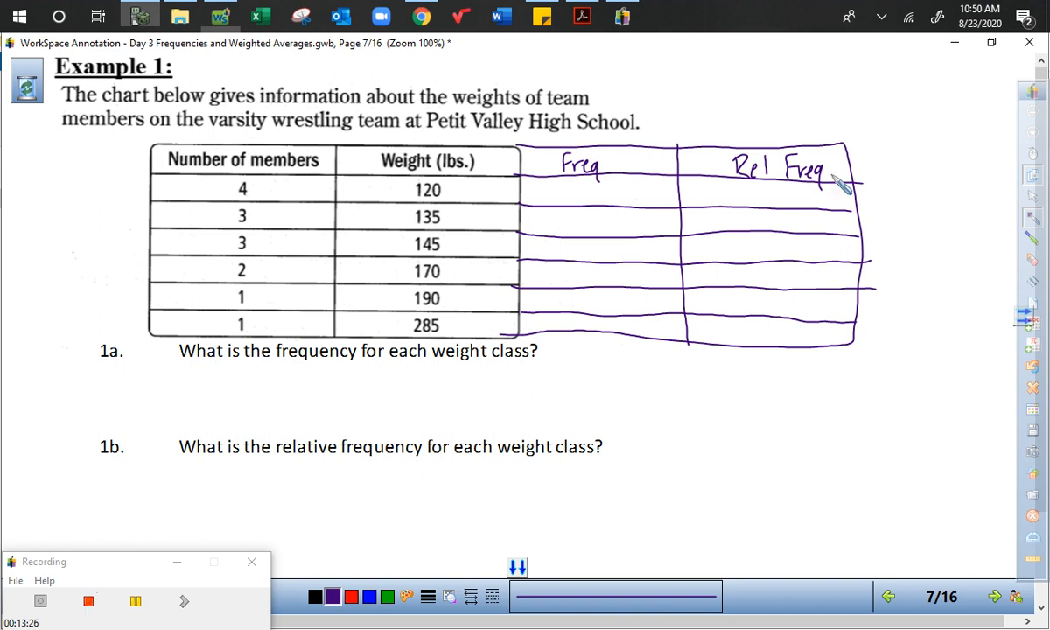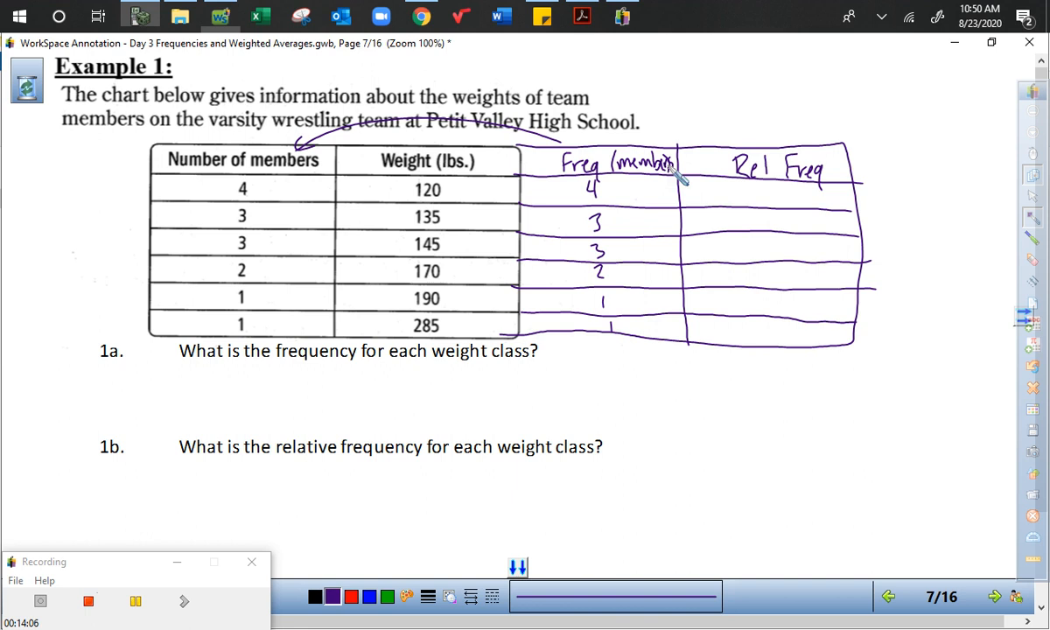So the frequency, remember, by definition is the count of how many. Okay, well that's actually already taken care of. The count of how many, I told you this was a frequency table. Okay, it's the 4, the 3, the 3, the 2, the 1, and the 1. And a lot of times frequency tables are just labeled as frequency, but we want to make sure we always label it as what it's talking about. Here, it's talking about 4 people, 4 members on the team. So we're going to, in parentheses, just say this is talking about members.